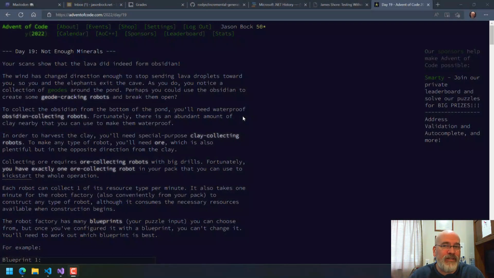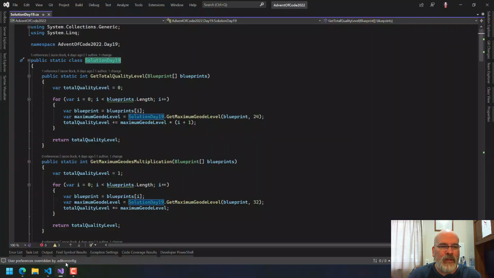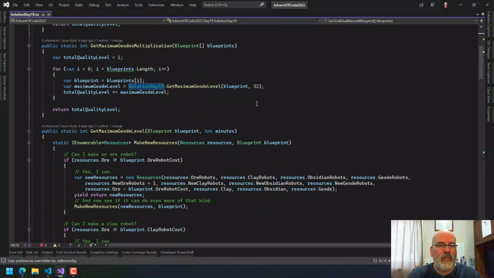Day 19 is another sort of optimization problem because you're given blueprints for how different robots can construct other robots to do resources, and you basically want to get geode robots because those can create geodes or crack them open, and you want to do the most of those. And then the second one, you have more time, but then you have to do some other optimization.